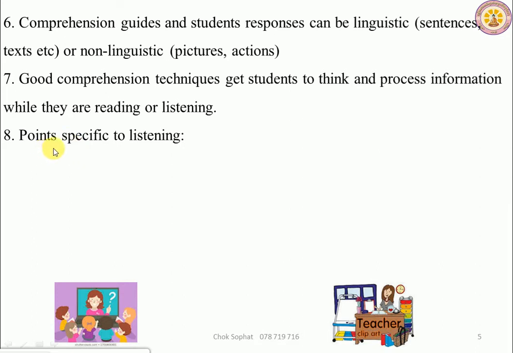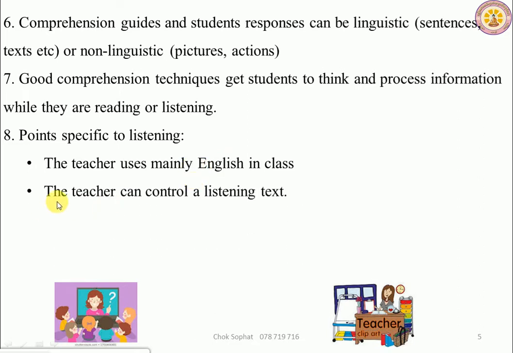Number 8, points specific to listening. So what are the specific points for listening? The teacher uses mainly English in the class while teaching listening. The teacher can control the listening text, so we can pause the listening text, or we can move back, or move forward or backward in the listening text. Okay.